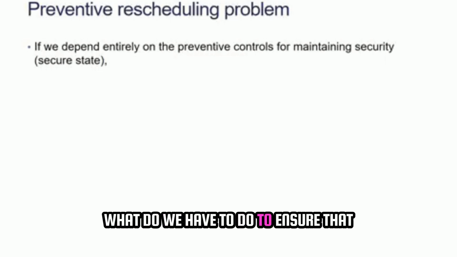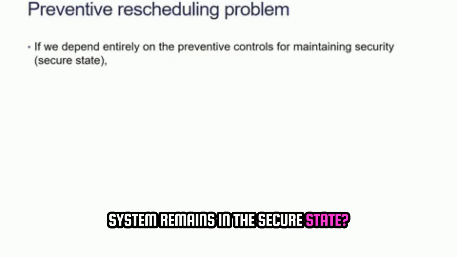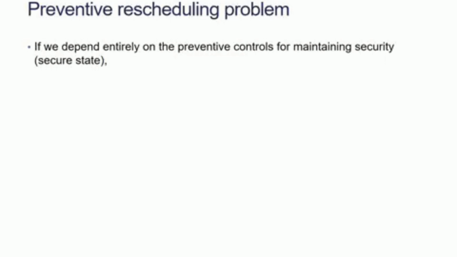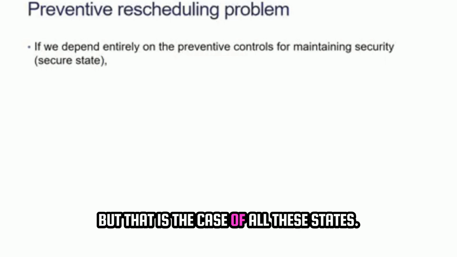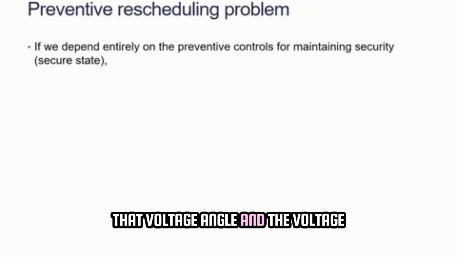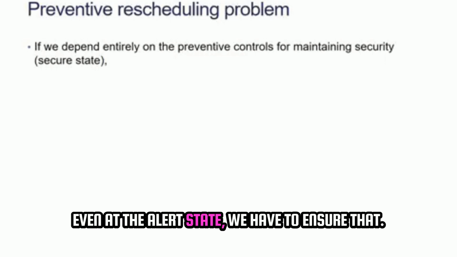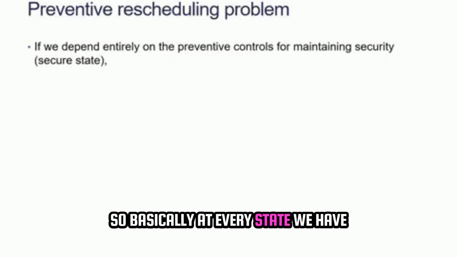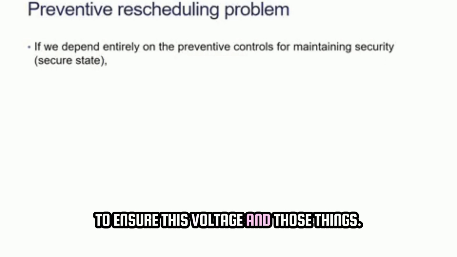What do we have to do to ensure that the system remains in the secure state? That is the case for all these states: the voltage and angle limits should remain within the limits. So this is for all these states. Even at the correctable secure state, we have to ensure that. Even at the correctable emergency state, we have to ensure that. Even at the alert state, we have to ensure that. So basically at every state we have to ensure the voltage and those things.